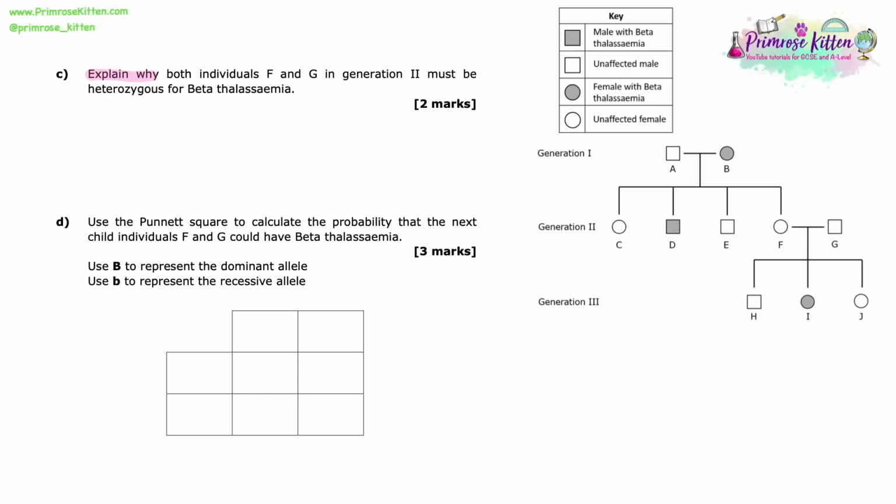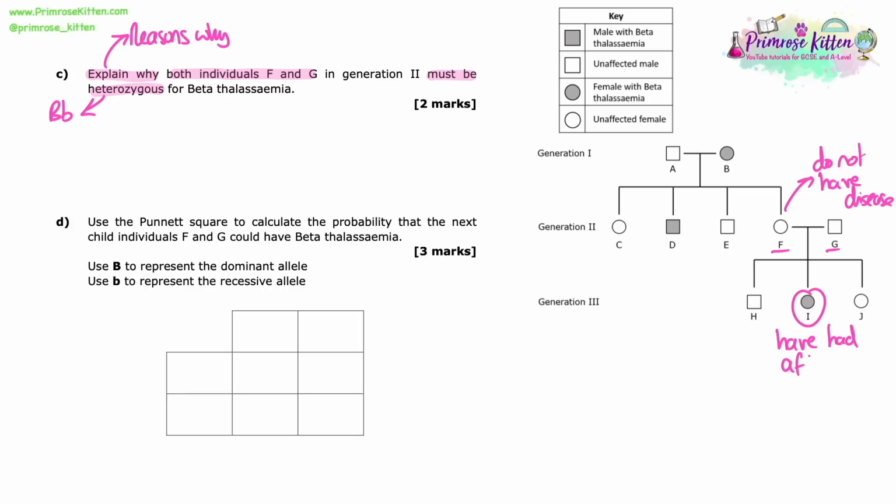Explain why both individuals F and G in generation 2 must be heterozygous for beta thalassemia. So what are the reasons why both F and G must be big B, little b? So if we find F and G, we can see that they do not have the disease, but they have had an affected child. So this is very common with recessive disorders. In questions like this, they'll get you to go and find 2 parents that do not have the disease and they've had a child that does have the disease.